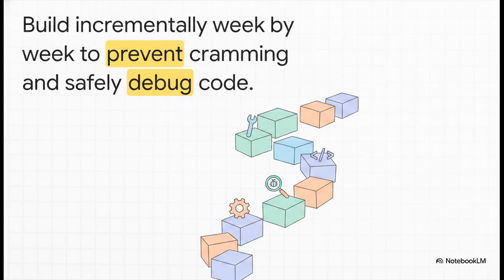This philosophy of continuous iteration is absolutely crucial. It ensures you're building your large-scale database and AI pipeline incrementally. By spreading these milestones out week by week, the course explicitly prevents cramming. It dramatically reduces cognitive overload and gives you a safe, low-stakes environment to fail, debug your code, and improve your architecture way before that final deadline hits.